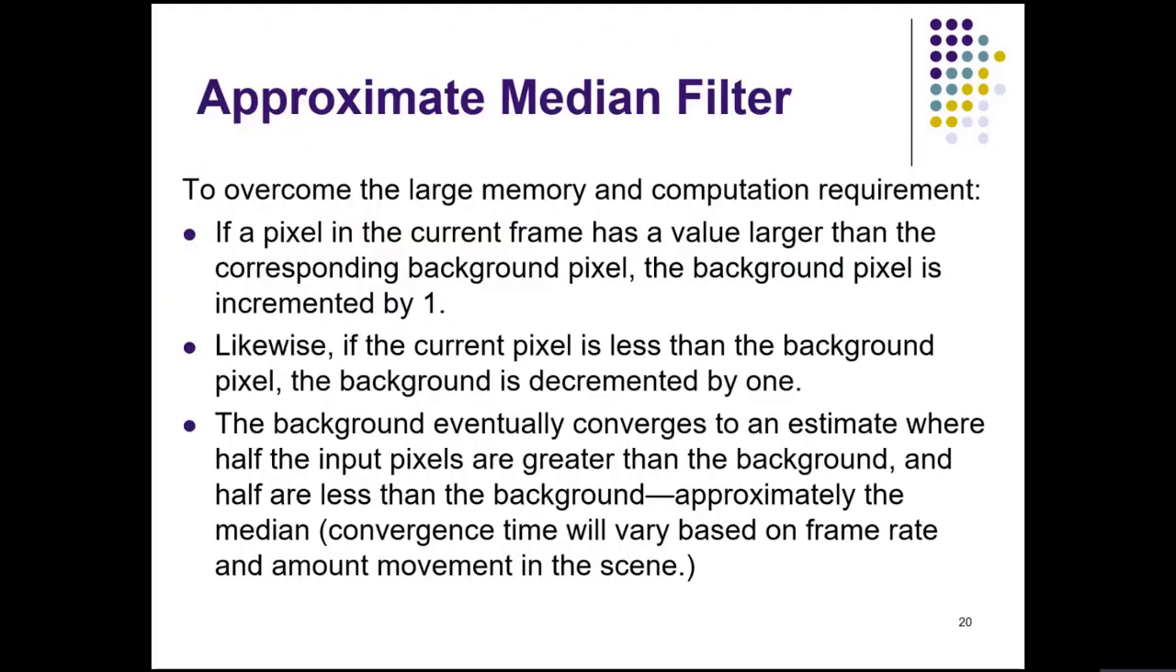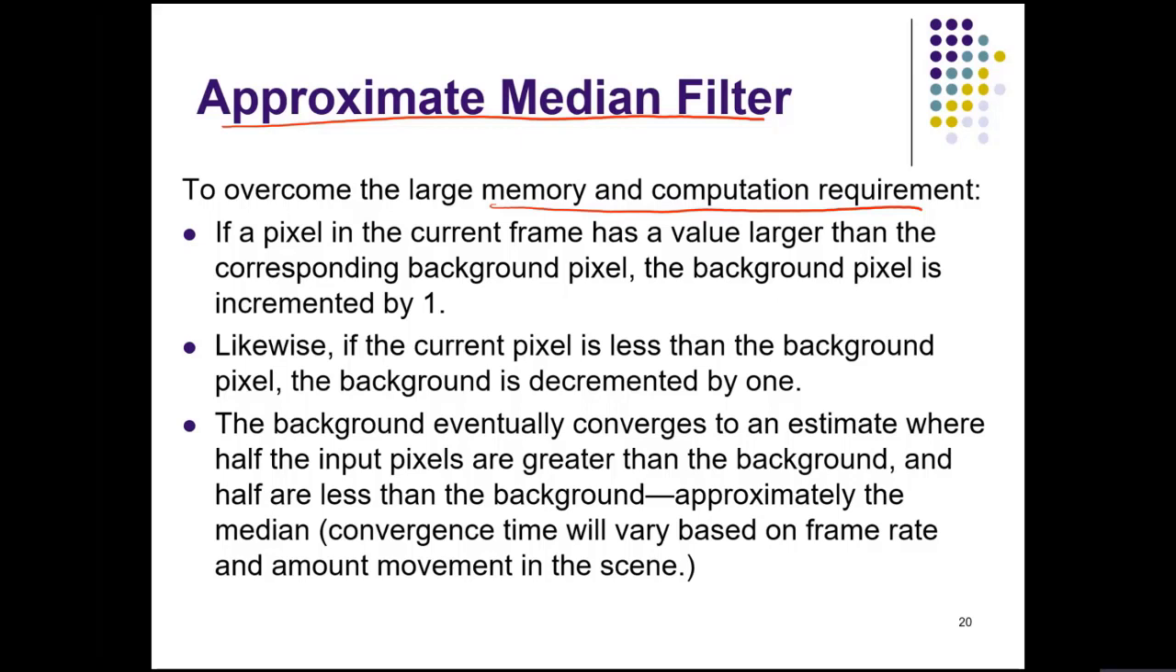Now to do median filter, again, you have to do sorting. You have to store previous N frames and do sorting. But you can get rid of that, just like you do a running average, you can also do an approximate median filter. You can do some approximation to avoid that memory and computation requirement.